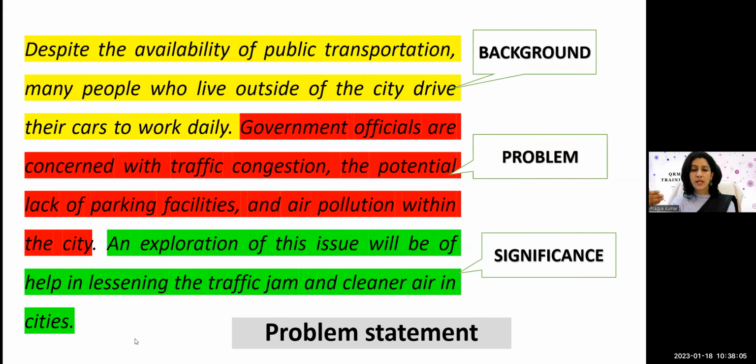So a problem statement should have the background of the study, the actual problem, and if you solve this problem or explore this issue, how it is going to help. That is the significance of your study. Am I making sense to all of you? Are you getting what I'm talking about? Otherwise, I may repeat also in between.